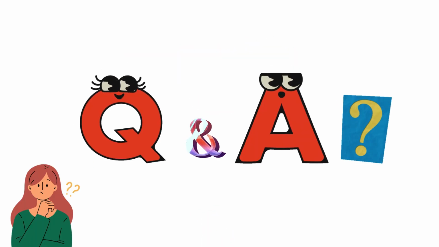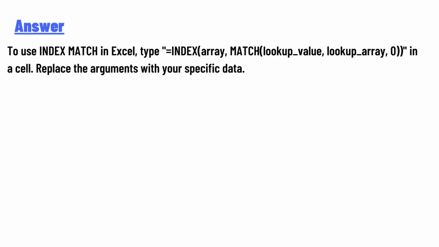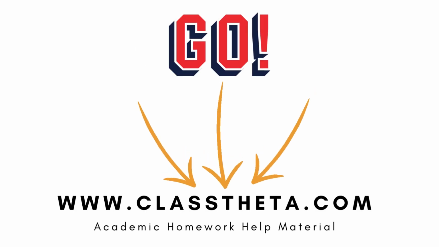So our today's question is how to use index match in Excel, and the answer to the question is to use index match in Excel. Type =INDEX(array, MATCH(lookup value, lookup array)) in a cell, replace the arguments with your specific data.